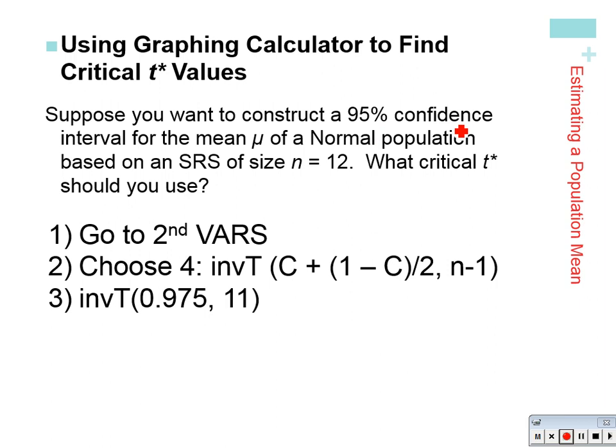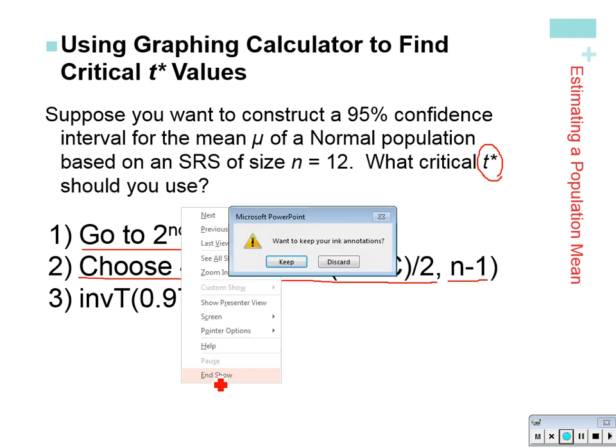So to find what the t-star score would be, we're going to go to your calculator. It's on the same screen as the inverse norm. It's actually right below the inverse norm. So you would go to second vars, you would choose 4, and we're going to do the inverse t of. Once again, this formula here is the same as what we did for the inverse norm. So we would say c plus (1 minus c) over 2, and then the degrees of freedom would be the sample size minus 1. So just to show you what that looks like in your calculator here.